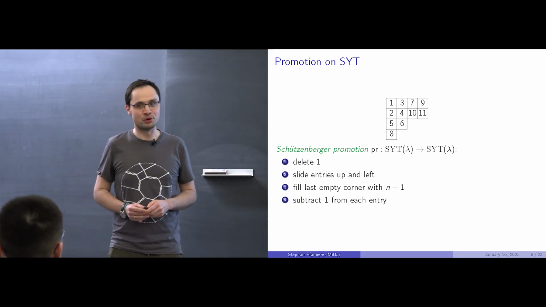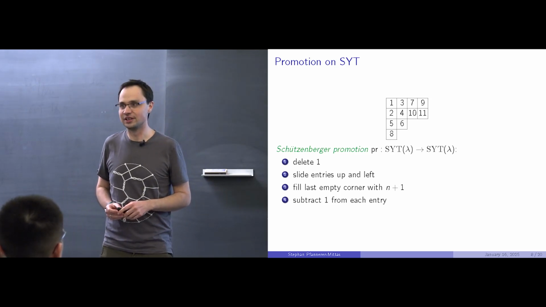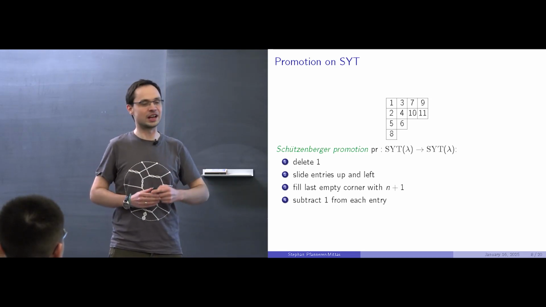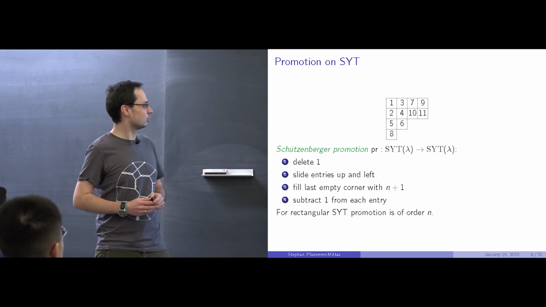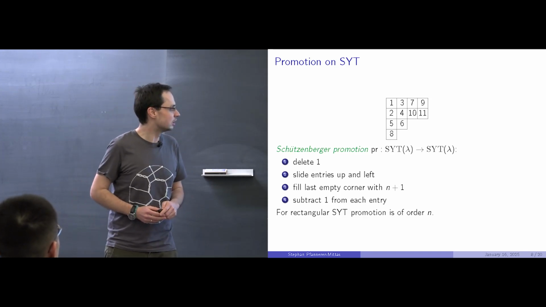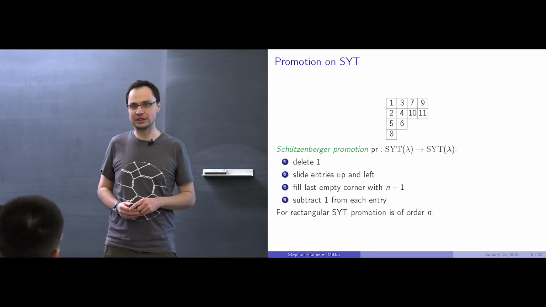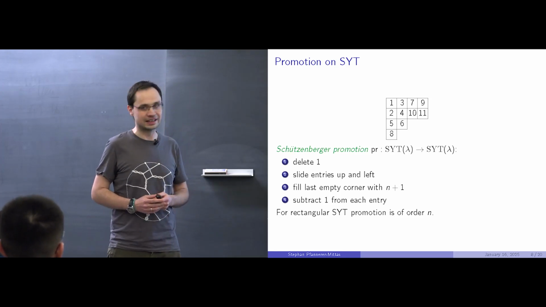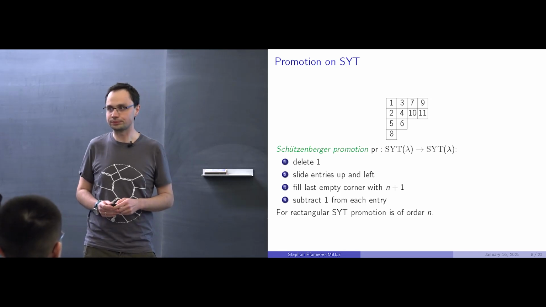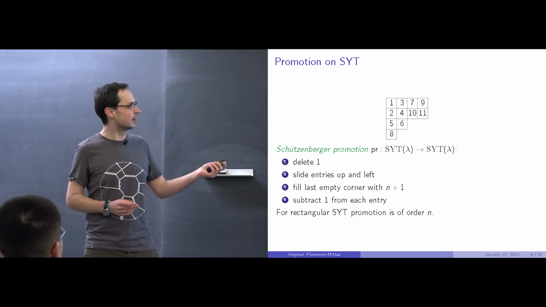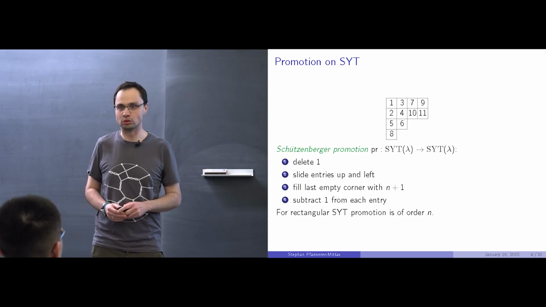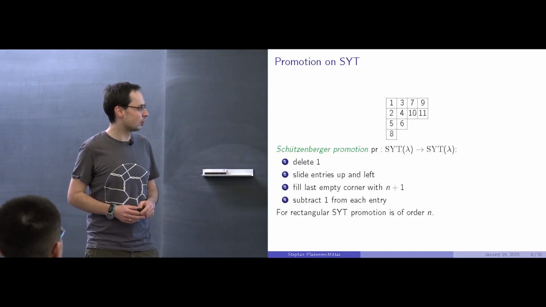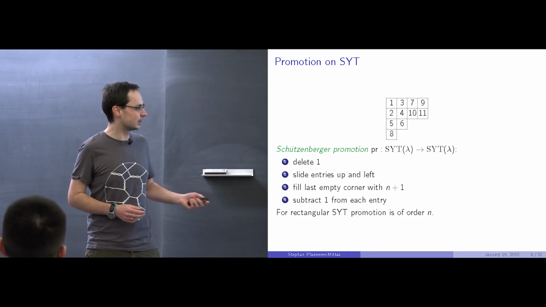But the order of promotion can be very messy, except when we have a rectangular standard Young tableau. And rectangular standard Young tableaux are beautiful because for those we know that the order of promotion is n. So if I apply promotion n times, I get back the tableau that I started with, n being the size of the tableau, so the number of cells. Okay, so now we know that rectangular standard Young tableaux are nice.